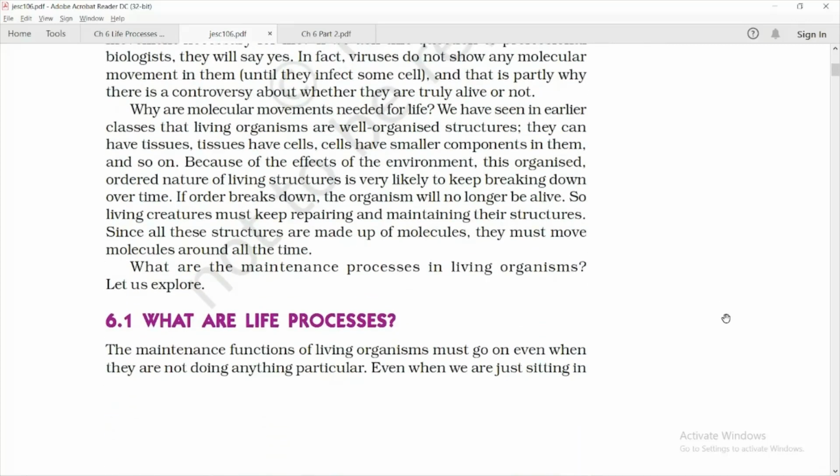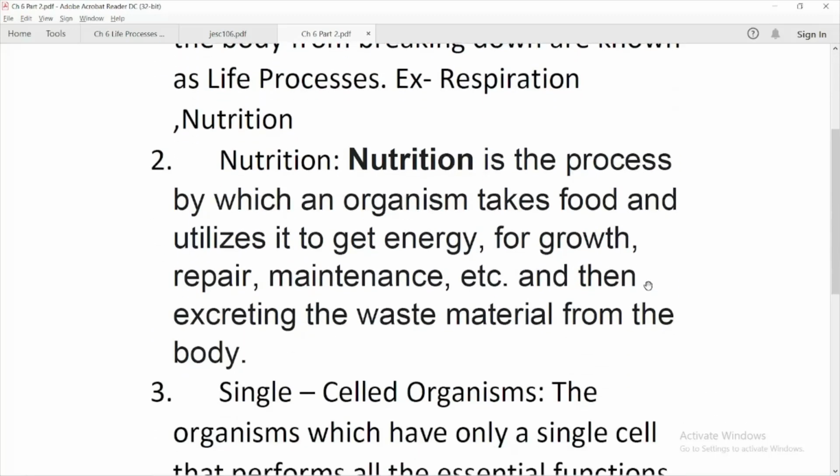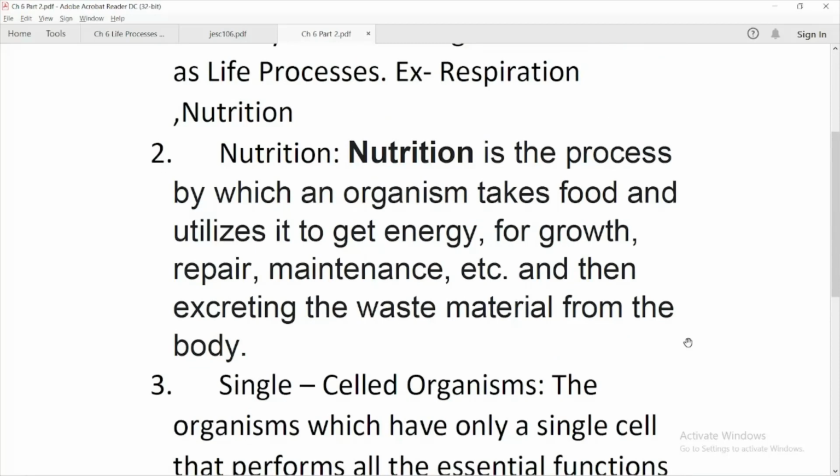Okay, so let us define some terms. Life processes: the processes which are required to prevent the structure of the body from breaking down are known as life processes. Example: respiration, nutrition. Nutrition is the process by which an organism takes food and utilizes it to get energy for growth, repair, maintenance, etc., and then excretes the waste material from the body.